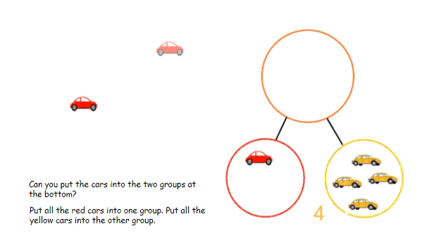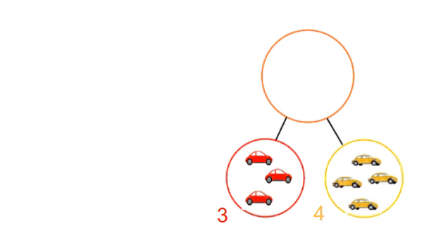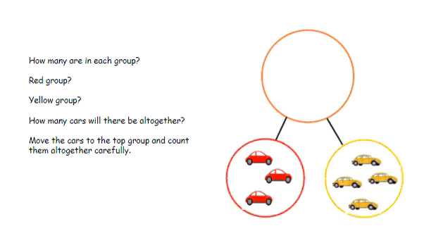1, 2, 3. We've got our 2 parts of our whole, got our 2 groups. What do you think our next step is going to be? We need to work out how many cars there are all together. We're going to move the cars into the top group and count them carefully.